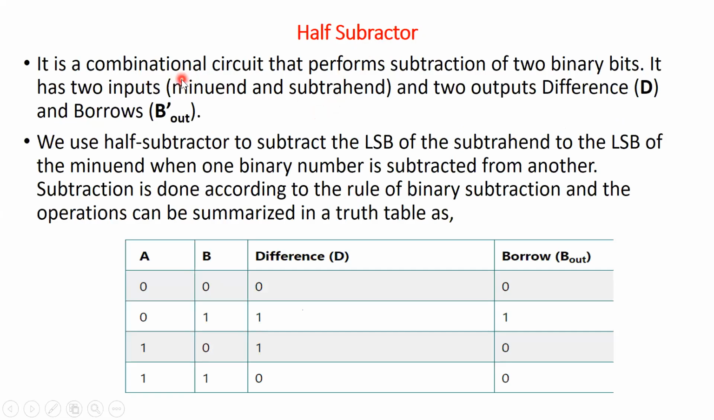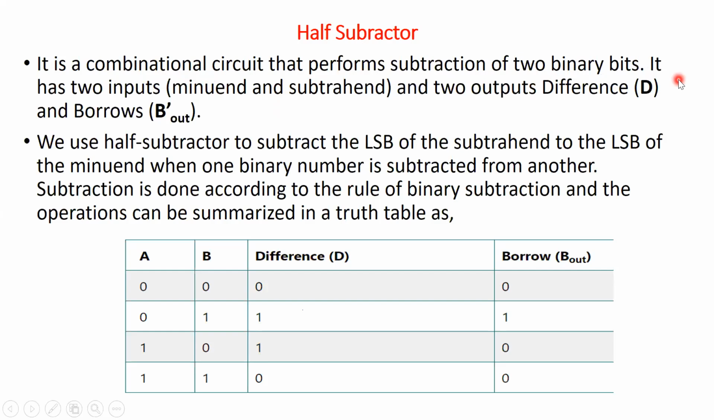Why combinational? Because we are using various combinations of AND gate, OR gate, NOR gate, NAND gate, XOR gate, and then we are getting the final answer. So that's why it's a combinational circuit, a combination of simple gates. If you look at the chapter, the name might be combinational circuits. Here the half subtractor performs subtraction of 2 binary bits. Anything with half is related to 2 and full means 3.